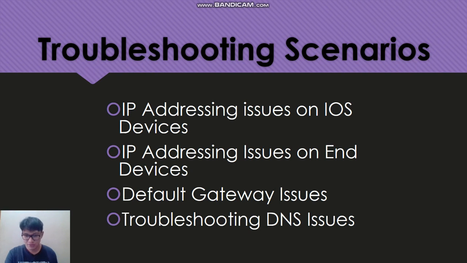Next one is default gateway issues. The default gateway for an end device is the closest network device that can forward traffic to other networks.